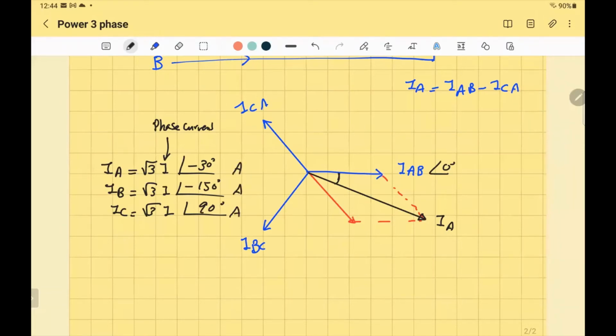So as you see, for the load connected in delta, you will find the same relationship for the voltage, just root 3, but different than the source. This time it is lagging by negative 30. When it's source, it's leading by 150.